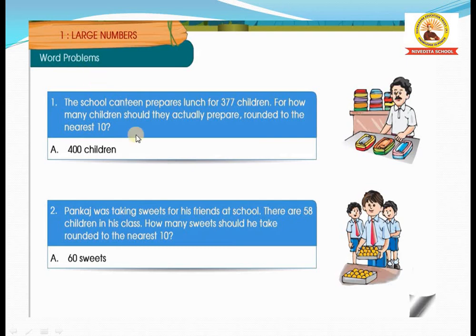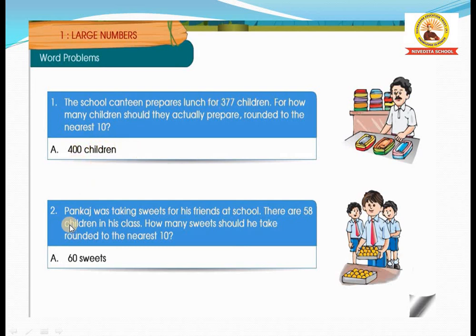Next, word problem. The school canteen prepares lunch for 377 children. For how many children should they actually prepare? Round to the nearest 10. See here, they have given 377 children. So we have to round to the nearest 10, isn't it? So it will be 380 children.